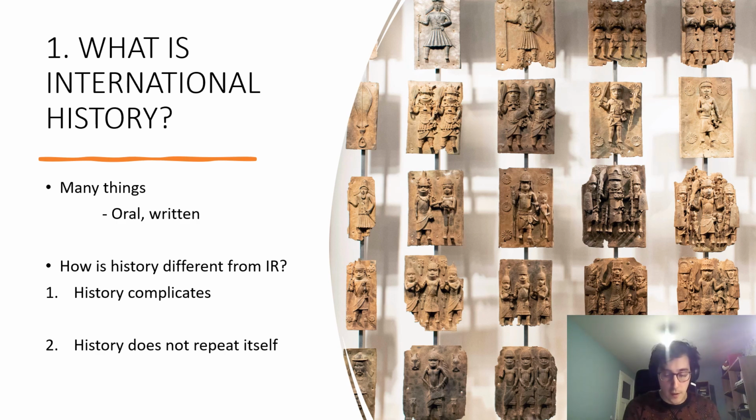So how is history then different from IR theory? Well, as Malchow argues, he says history complicates. History makes things that seem self-evident about the international system. It likes to complicate that.